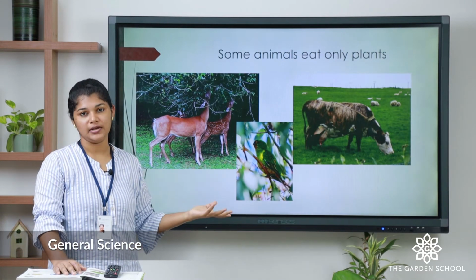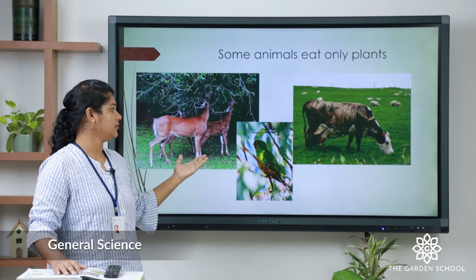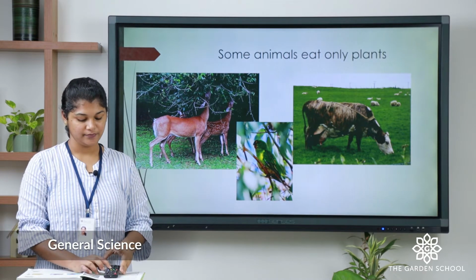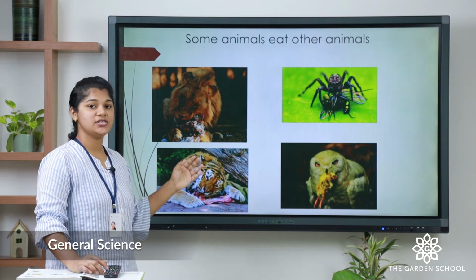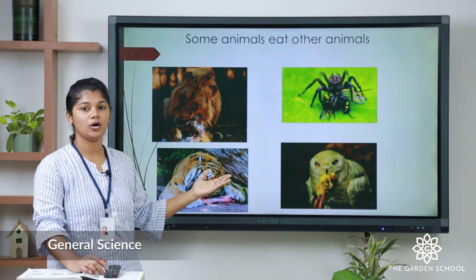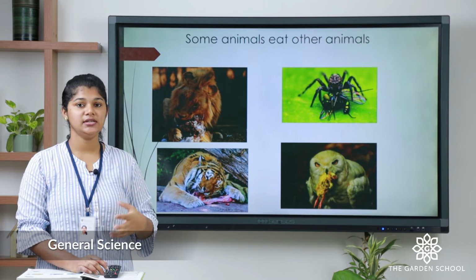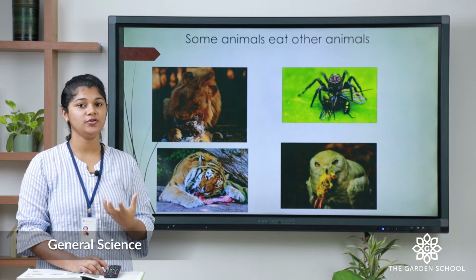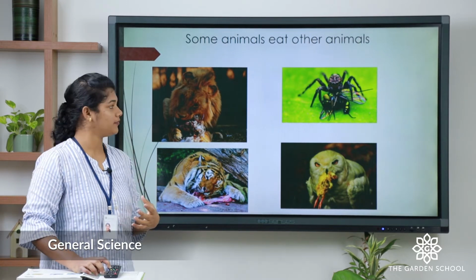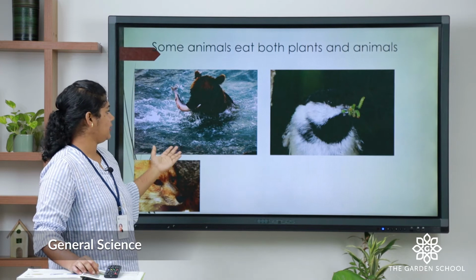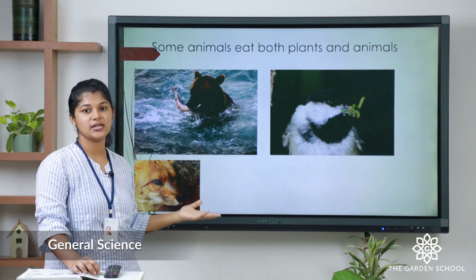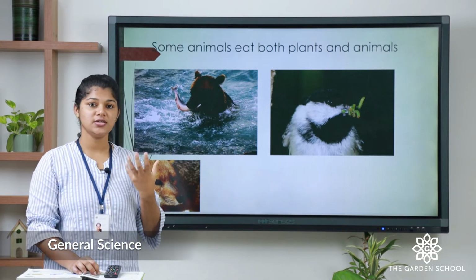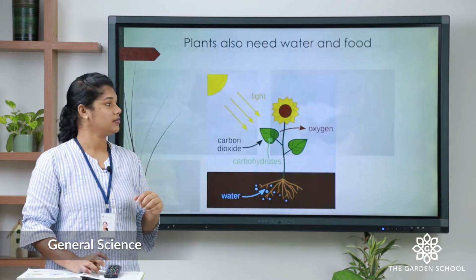For example, we can see some animals here. Some animals like deer, parrot and cow eat only plants. But the lion, tiger, owl and even the spider eat other animals. They do not eat plants. Their food eating pattern is different. The bear, the sparrow and the fox eat plants as well as animals, and their food eating pattern is different from the others.